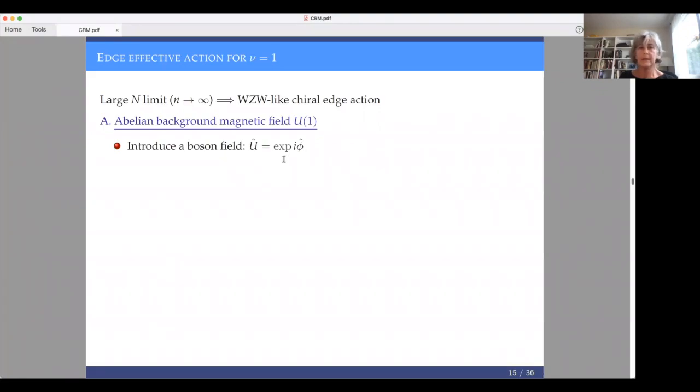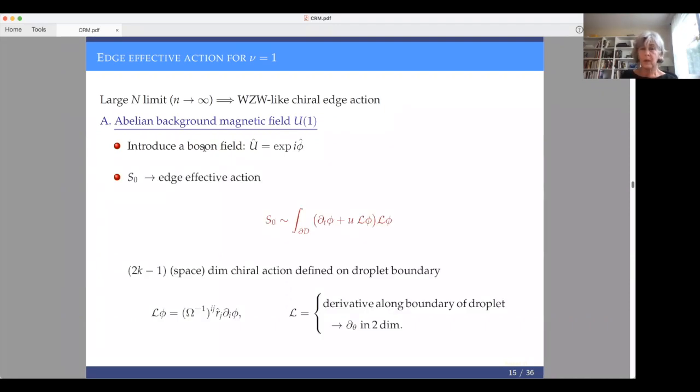In that case, U is written as e to the i phi, and the non-commutative action can now be written in terms of the symbol of phi, which is just a boson field. In the large n limit, what we find is the following. We derive an effective action that lives at the boundary of the droplet, and it is written in this form. This is reminiscent of what we had in 2 dimensions.